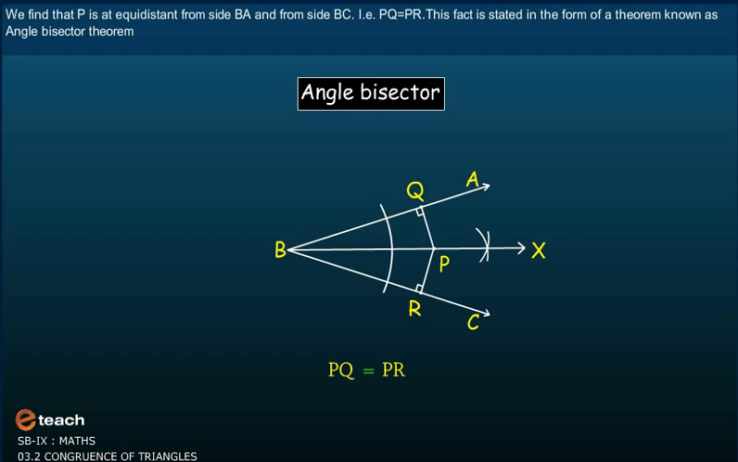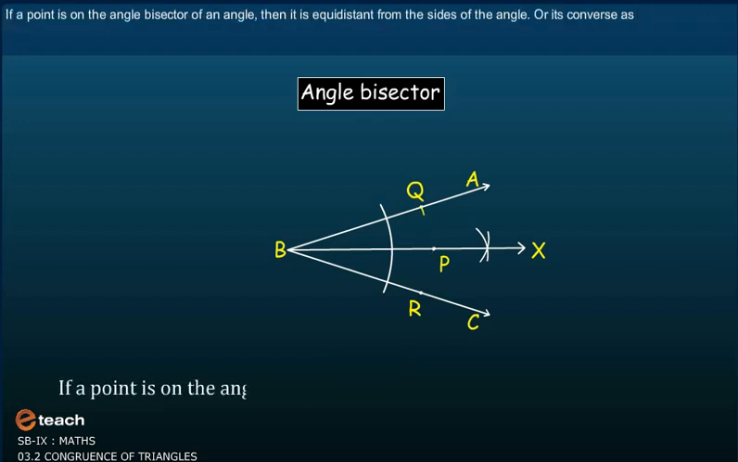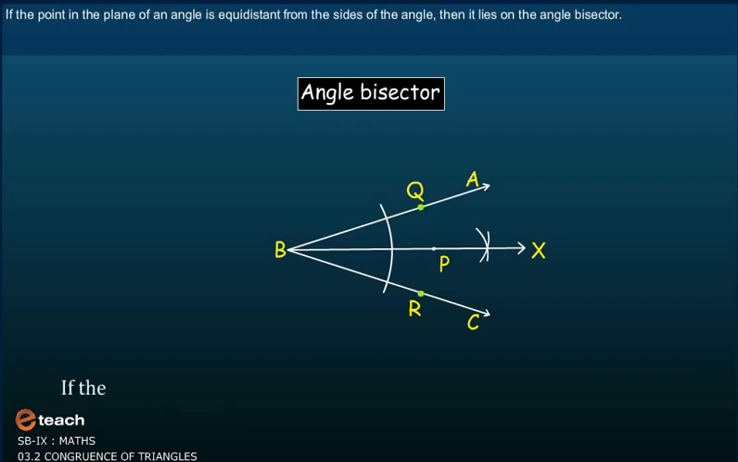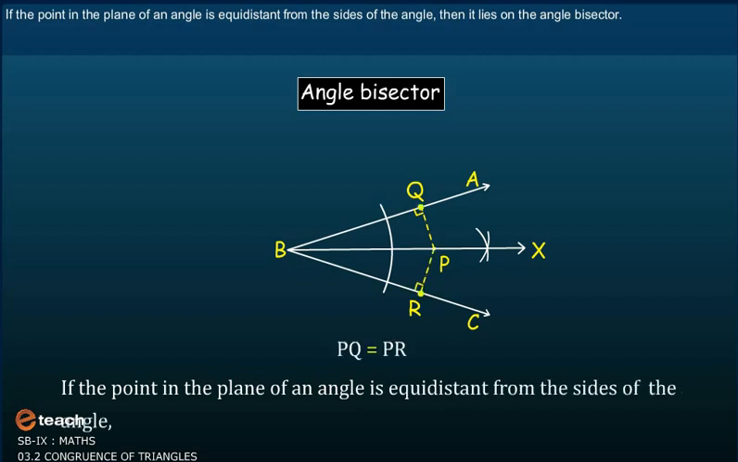This fact is stated in the form of a theorem known as the angle bisector theorem. If a point is on the angle bisector of an angle, then it is equidistant from the sides of the angle, or its converse as: if a point in the plane of an angle is equidistant from the sides of the angle, then it lies on the angle bisector.